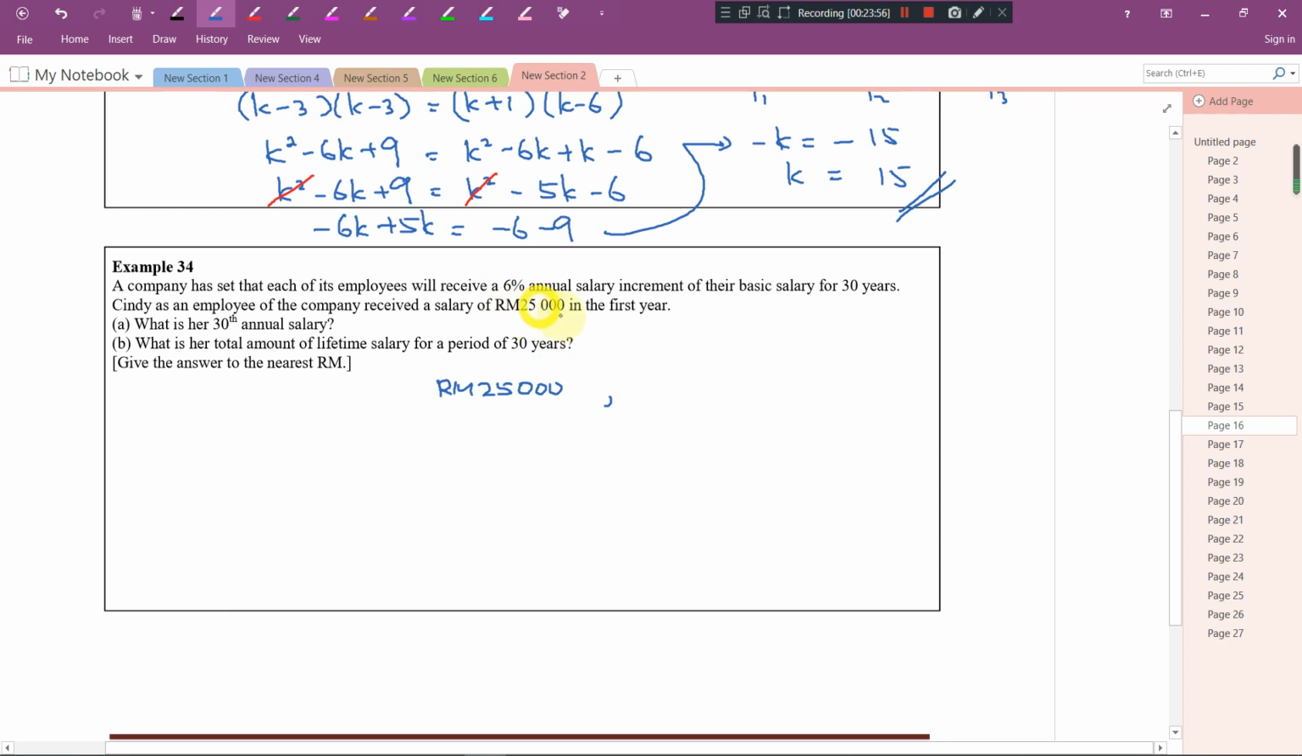An increment of 6% means that you need to multiply by 106 over 100, right? Because it increases 6%, and this is actually equal to 1.06. So the common ratio for this question is 1.06. Now just take our calculator and see 25,000 times 1.06. You will get 26,500. Let's calculate one more. So this is the salary for the first year, second year, and third year.